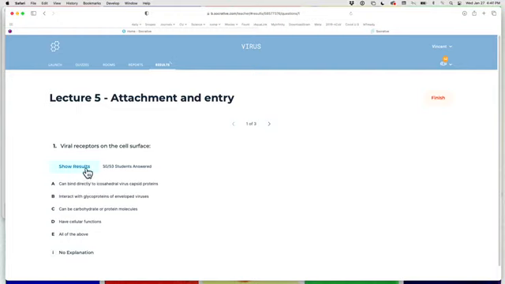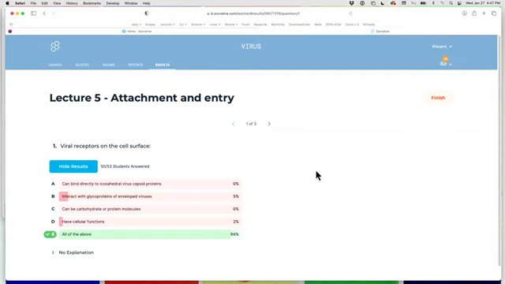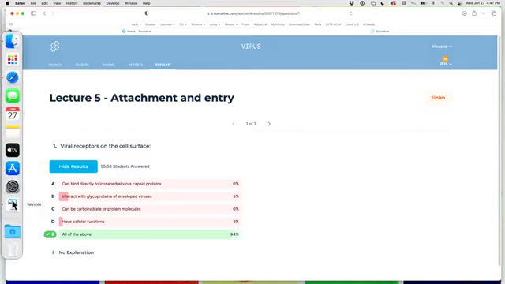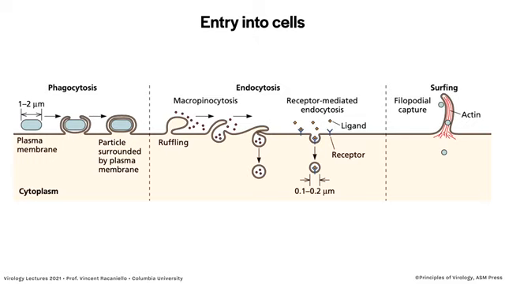Okay, let's see how we did here. All right, 94% of you got the right answer, all of the above. Everything here is right. They bind directly to icosahedral capsid proteins, or they can interact with glycoproteins. They can be carbohydrate or they can be protein, and they do have cellular functions for sure. But they're all correct.